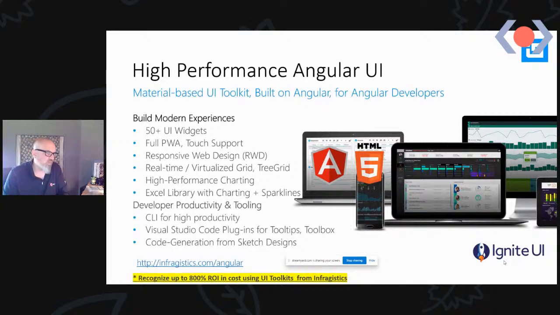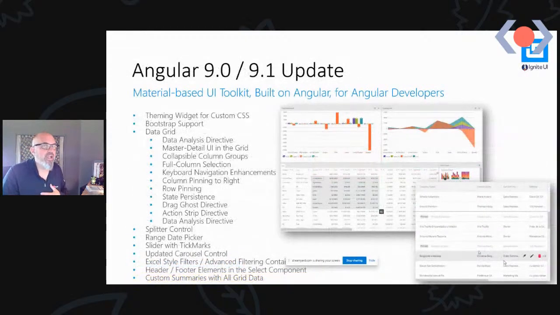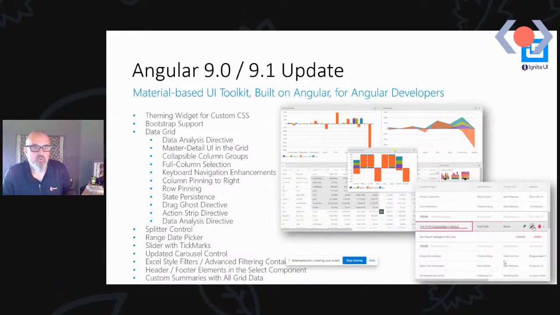So we've got full progressive web app capability, responsive web design, virtualized grids, charting, etc. You're going to see all this in the demo. Brian's going to show you some of these tools like our plugins and our code generator. I'm going to show you our CLI and how that works. But we've done studies and worked with customers, and we look at up to 800% ROI in cost savings using tools like Ignite UI.